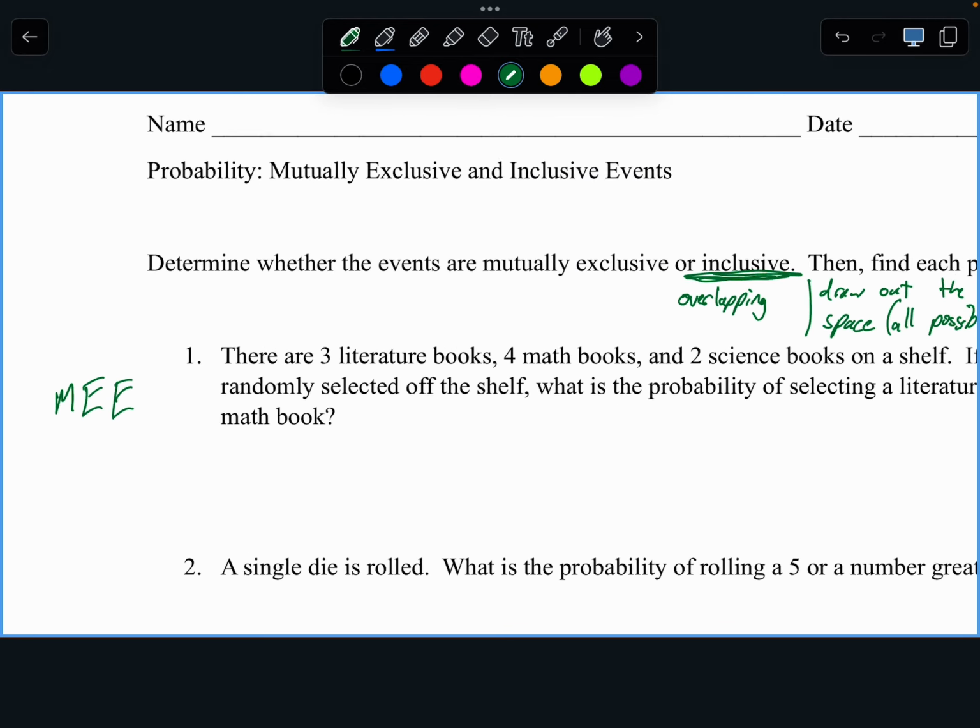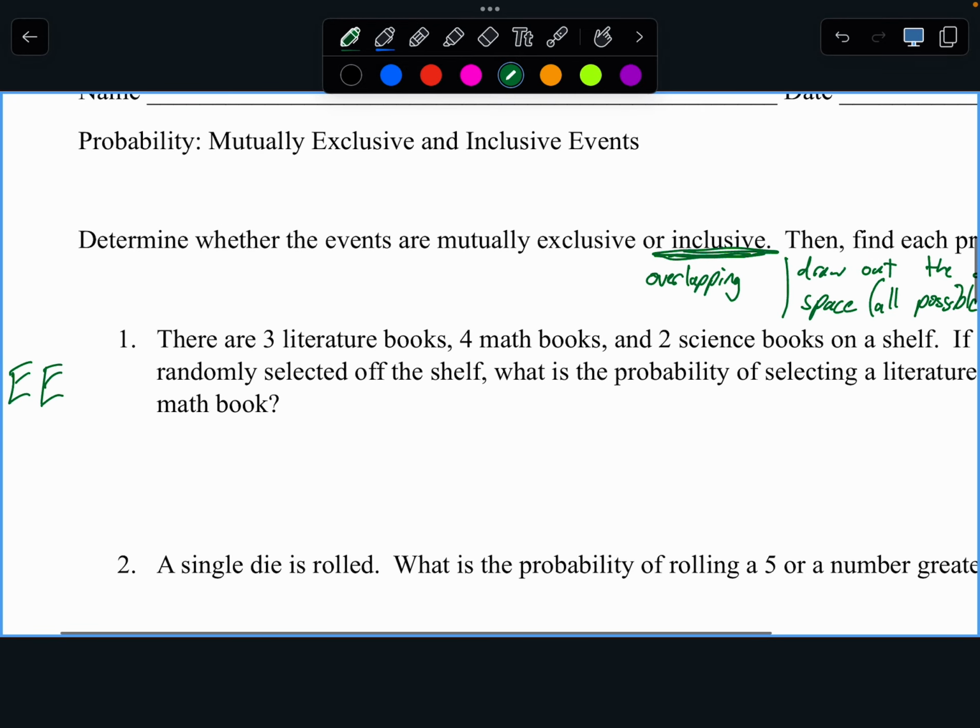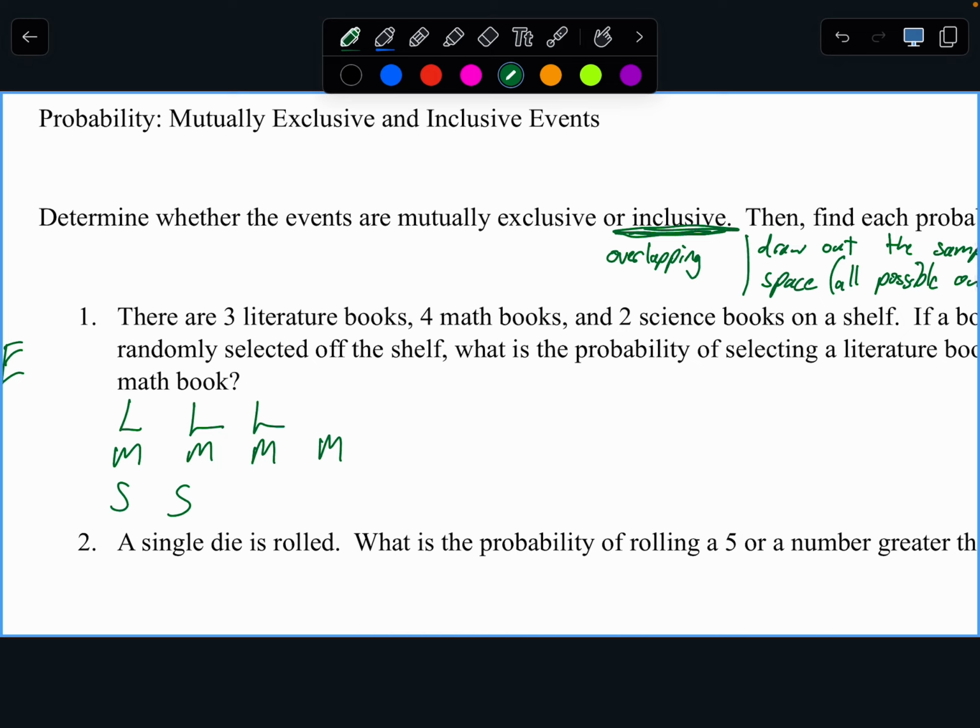Mutually exclusive events. Great. In order to find the probability, the easiest way is actually to draw out that sample space. So we have 3 literature books, 4 math books, and 2 science books. What we have to find out are all the favorable outcomes. Literature and math books are our favorable outcomes. I'm going to draw a blue box around our favorable outcomes here. From here we can tell that there are 7 favorable outcomes over a total of 9 possible outcomes. So we found the probability.